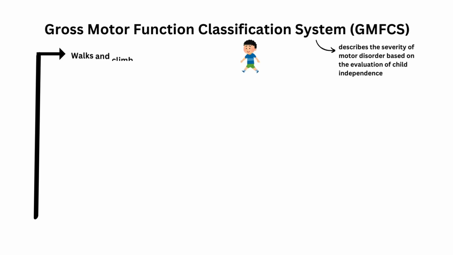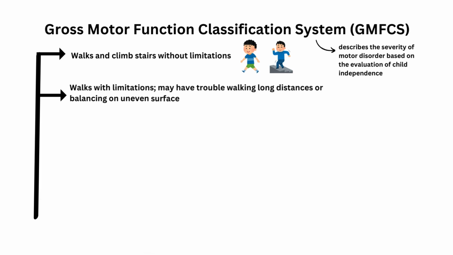The gross motor function classification system is a 5-level classification system that describes the severity of motor disorder based on the evaluation of the child's independence, particularly during sitting and walking. In level 1, the child walks and climbs stairs without limitation. In level 2, the child walks with limitation, may have trouble walking long distances or balancing on uneven surfaces.